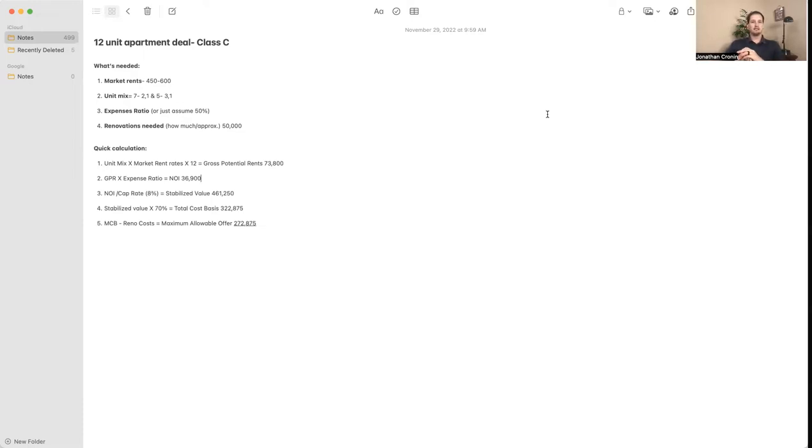So what's needed to be able to do a quick analysis? That is your market rents. What could you get in rents if it was renovated fully? What's your max rents in that area? Unit mix: how many of each type of unit, whether it's 2-1, 3-bedroom, 1-bath. Expense ratio, and your renovations needed. What's the renovation cost? So there's only 4 key metrics that you need in this deal to be able to understand what offer you can make up front.